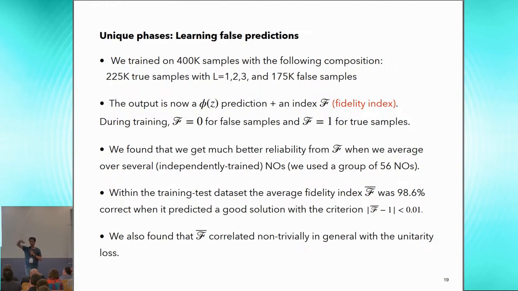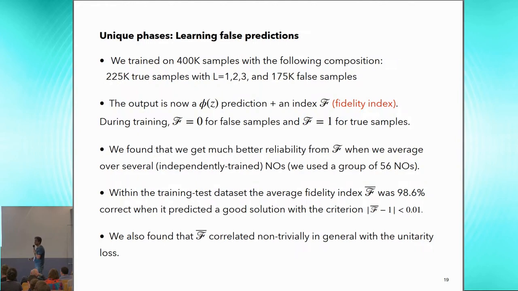When we train on the true samples with f equals 1, we call it a fidelity index. When we show it false examples, we set the label to 0. We find that we get much better reliability from F when we average over several neural operators. So the collective information from neural operators is a useful thing. This is also something that we learned in the bootstrap exercise with the reinforcement learning. We're getting better results when we had lots of agents exploring the landscape of safety data.